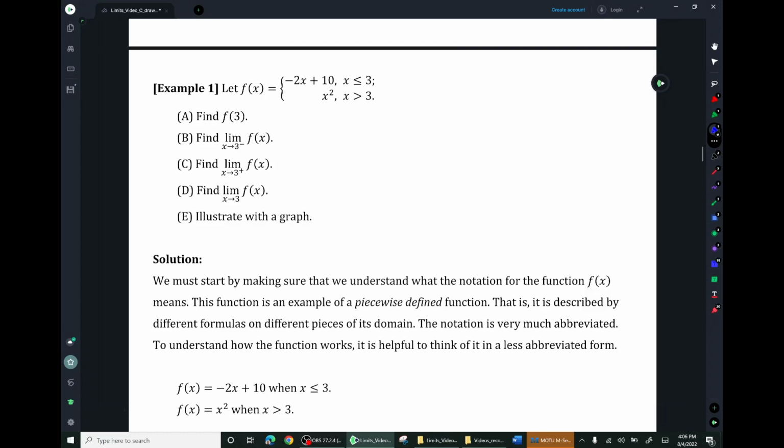So in example 1, we have f given by this messy expression. Now I should speak this so you know how this symbol is spoken.